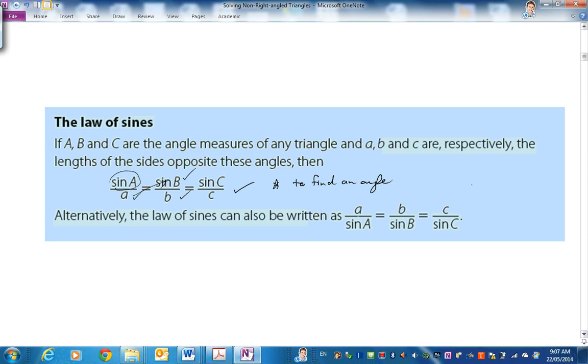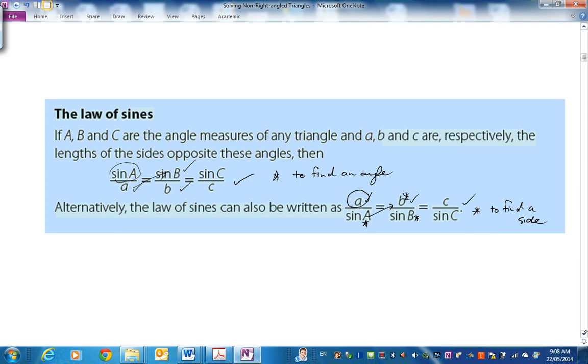Let's invert, or find the reciprocal of each. So turn them upside down. So you have the side on top over the sine, and they would all be the same if you found the reciprocal of each one. Okay, so this form might be useful to find a side, because when you want to find something, you usually want the unknown to be on top. And then if you knew that one and that one, you could just multiply across. Okay, so you might choose to use it in either way.